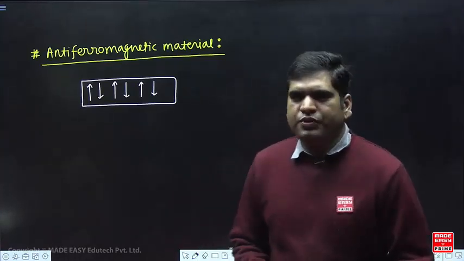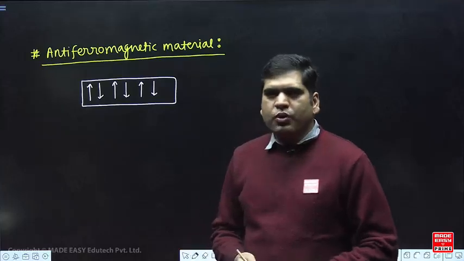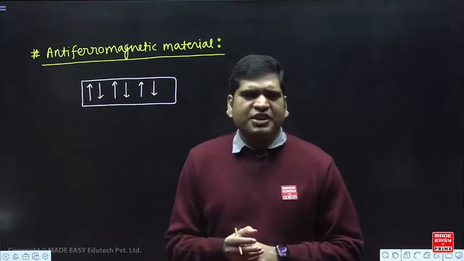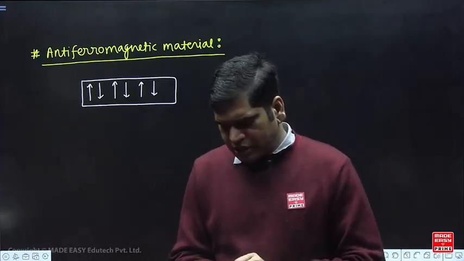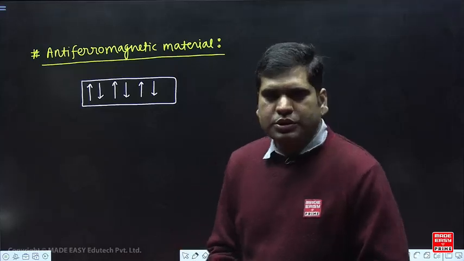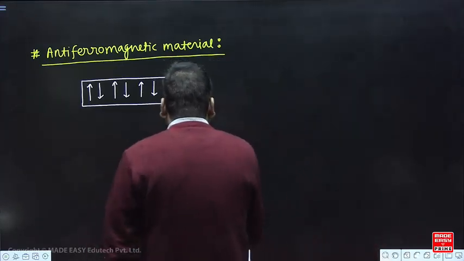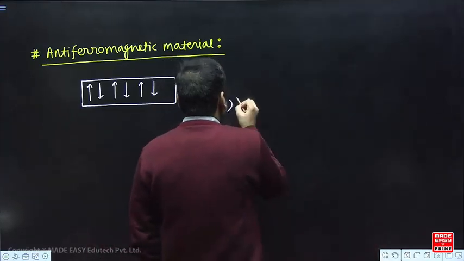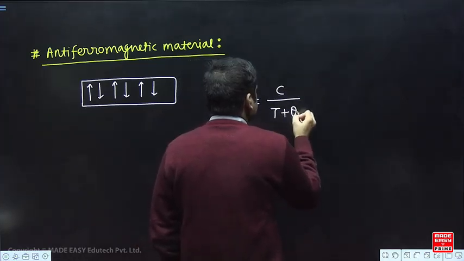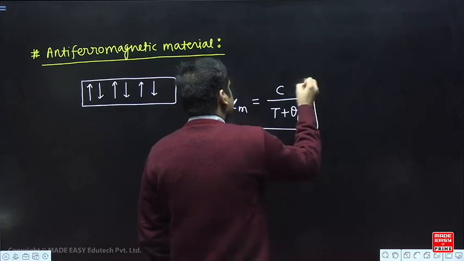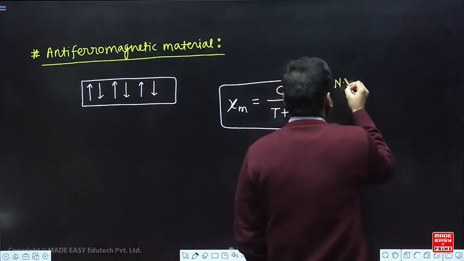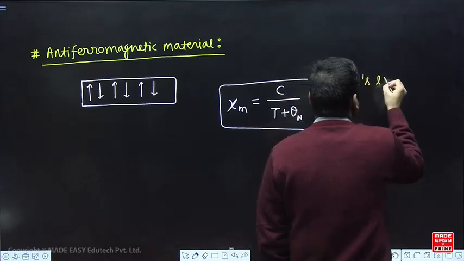If you apply magnetic field in one direction, one side dipoles will get strong but the others are opposing. So you will get a very small value of magnetization along the direction of field, meaning susceptibility is small and positive. These materials follow a very important equation, that is chi m is equal to C upon T plus theta N. This equation is known as Néel's law.